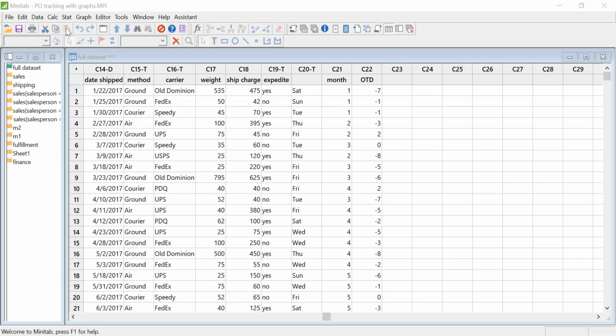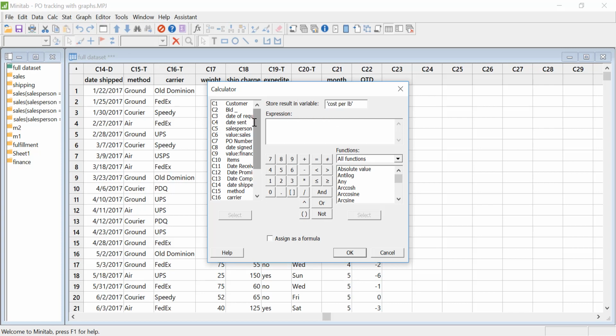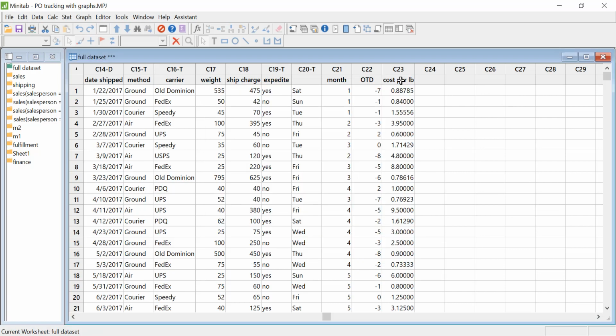So I'm going to go back and calculate cost per pound. Define cost per pound as the shipping charge divided by the weight that was sent. Notice because I put cost per pound in single quotes, I was able to include some spaces in my name.